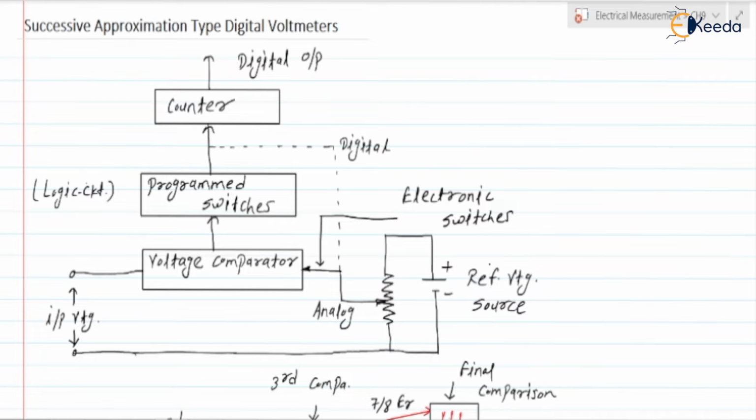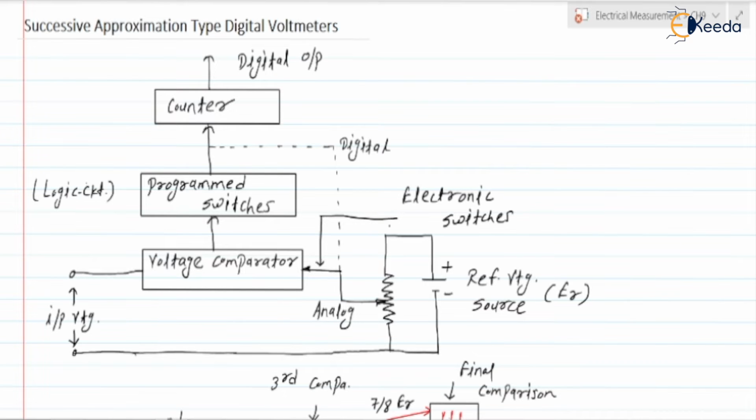Next, we have a reference voltage ER. Next, we have the voltage divider circuit. As this voltage is analog, by using the voltage division rule, the available voltage here will be the analog voltage only. This voltage comparator block compares the unknown voltage and some part of the reference voltage.